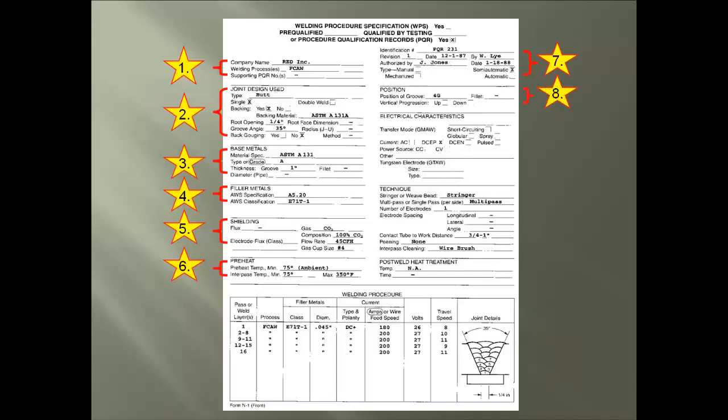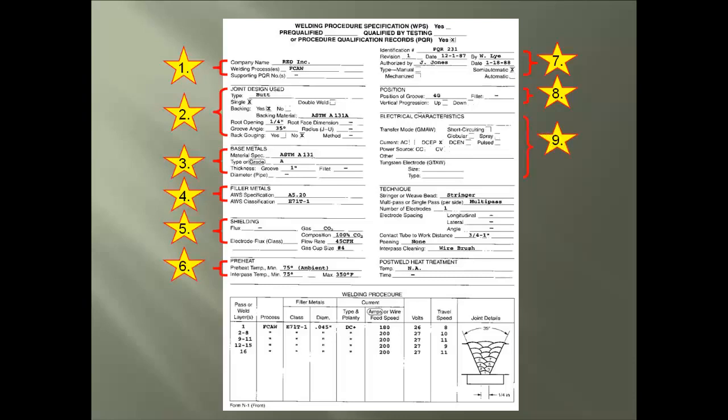Star number 8 covers the welding position and progression of the welded joint. Positions are either flat, horizontal, vertical, or overhead, with a G standing for groove weld and an F representing the fillet weld, where the progression of the electrode is either uphill or downhill only if the vertical position is used.